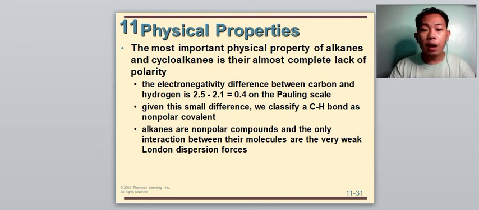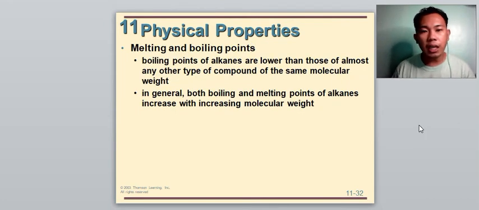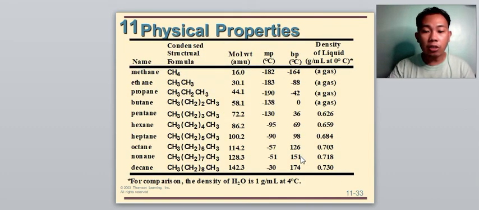That means the connection between carbon and hydrogen is very weak. That is why it's easier to break during chemical reaction. In terms of melting and boiling points of alkanes and cycloalkanes, the boiling points of alkanes are lower than those of almost any other type of compound with the same molecular weight. In general, both boiling points and melting points of alkanes increase with increasing molecular weight.